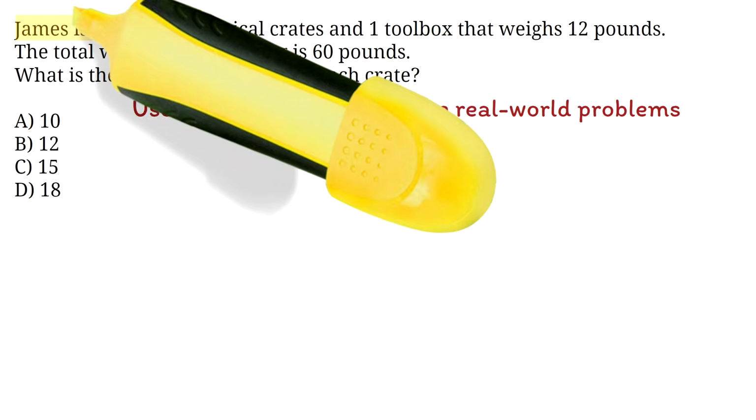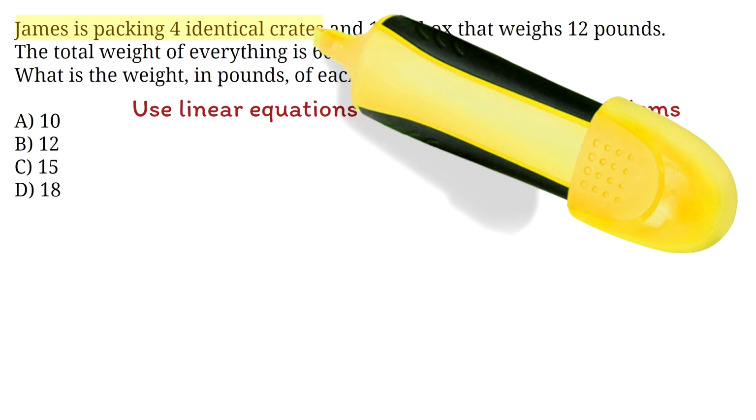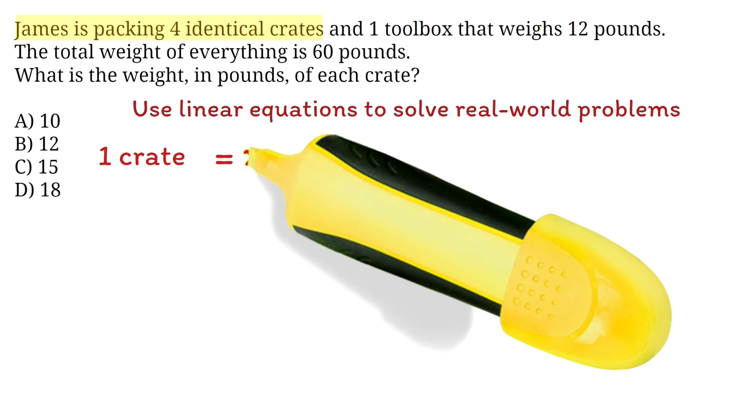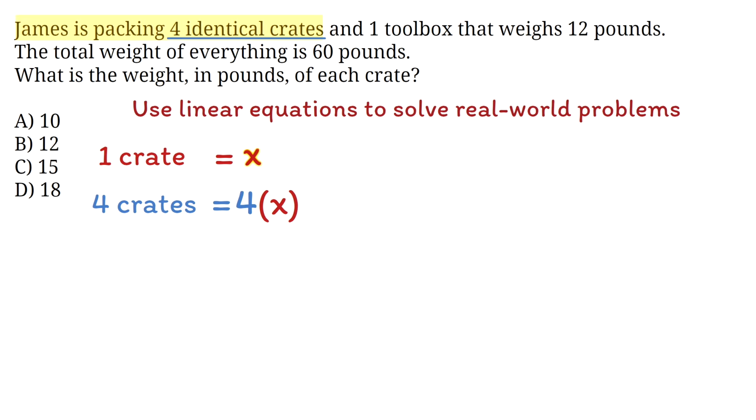We're told that James is packing 4 identical crates. That means each crate weighs the same amount, but we don't yet know what that amount is. So we use a variable. Let X represent the weight of 1 crate. If 1 crate weighs X, then 4 crates would weigh 4 times X. This is 4X, and that's the total weight of the crates.